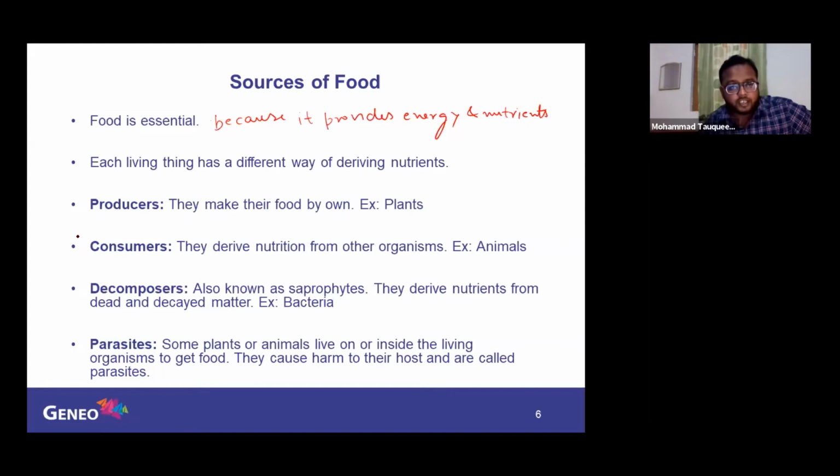So the first type of organism is producers. See, producer comes from production. The organism which makes its food by its own is known as a producer, like plants.